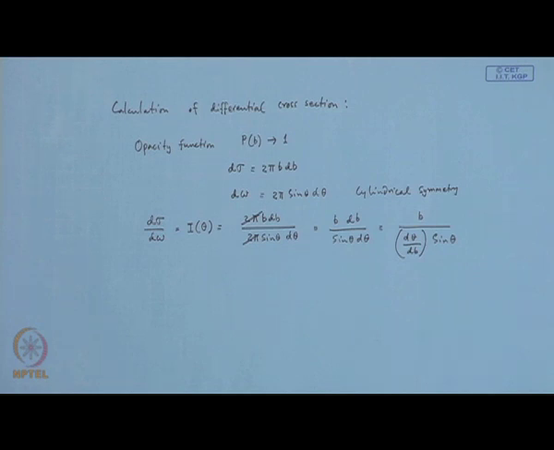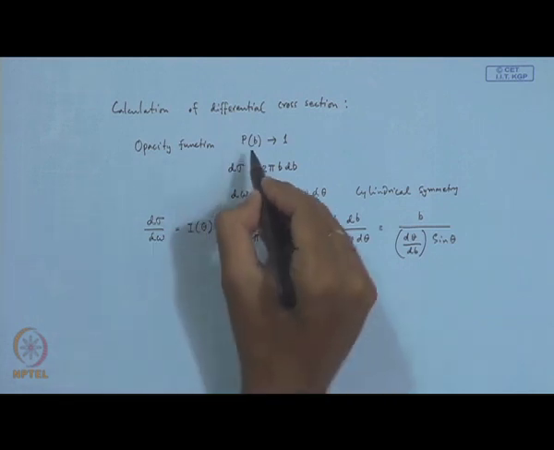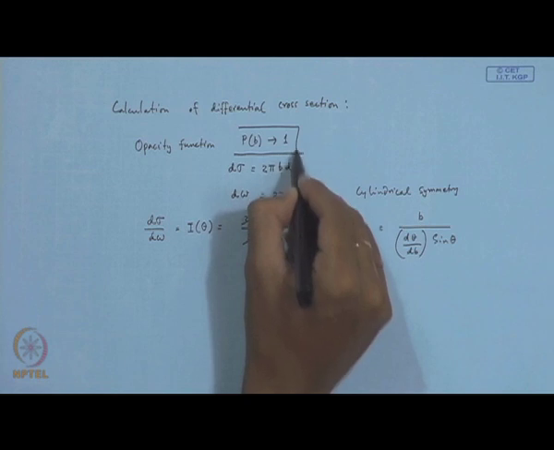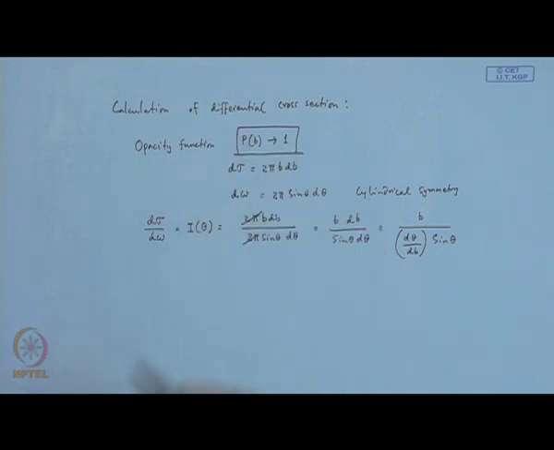Of course here in this case, for simplicity, the opacity function has been taken to be close to unity, or it is unity. Therefore it depends on the impact parameter b, and of course sin theta and dB d theta, that is the variation of theta with b, that is this factor.